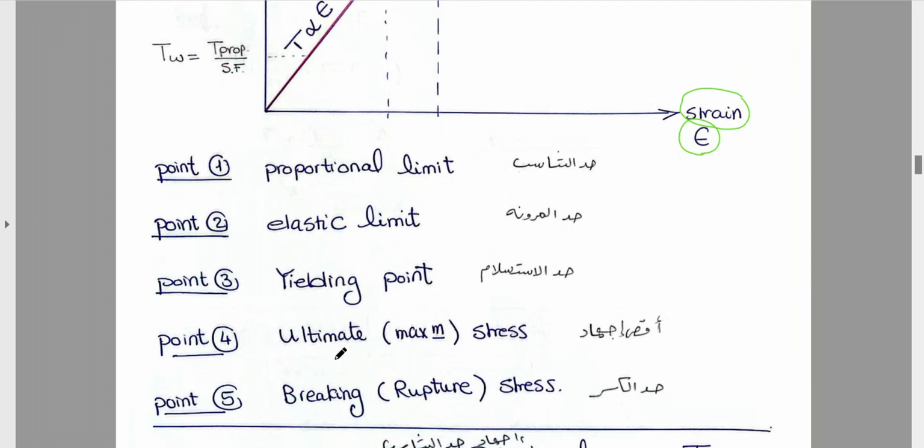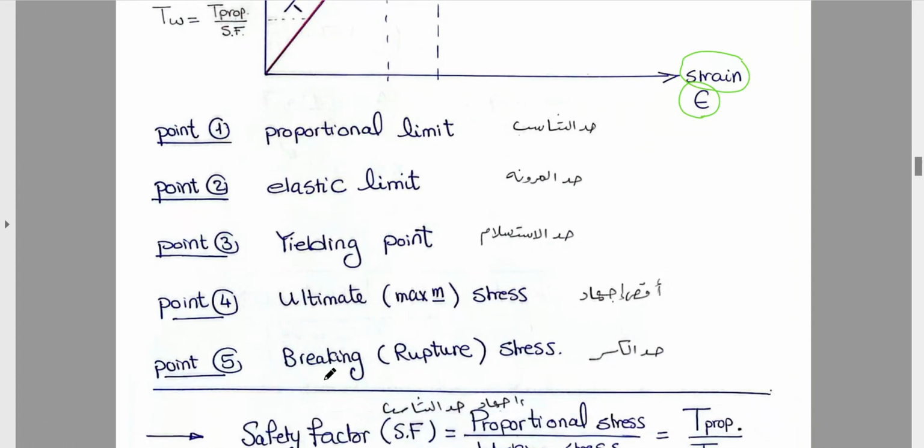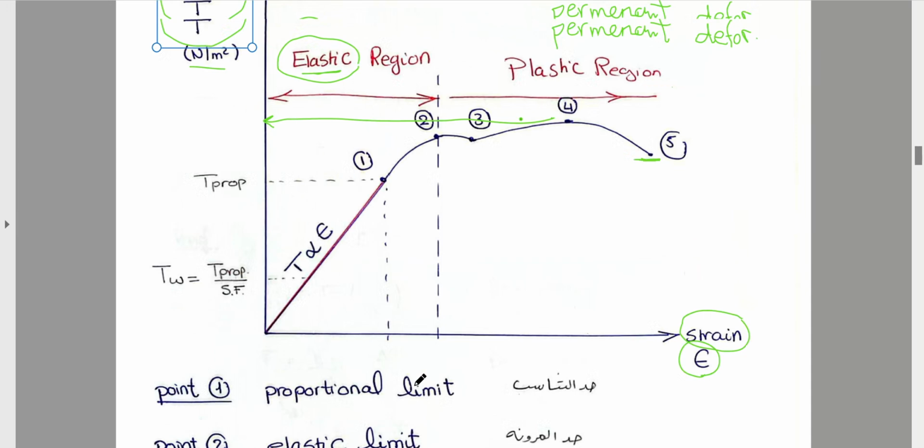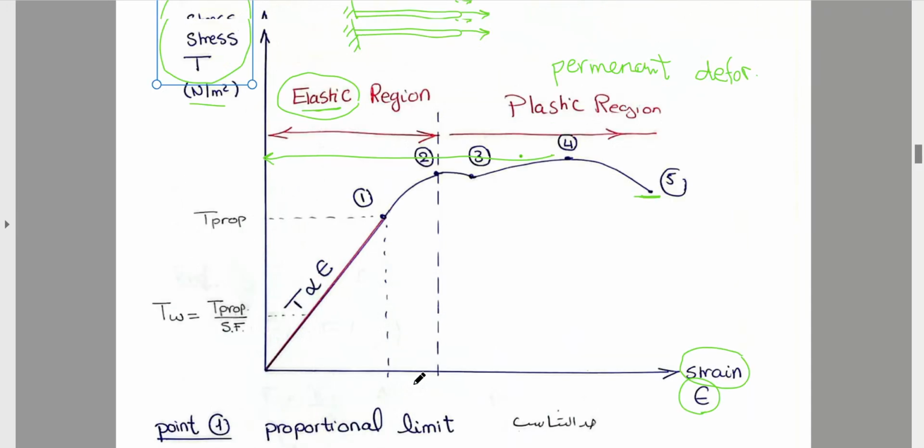Point 4, ultimate or maximum stress. Point 5 is the breaking or rupture stress. As an engineer designing any application, I cannot work in this region. Why? Because permanent deformation happens. So I must work in this region.